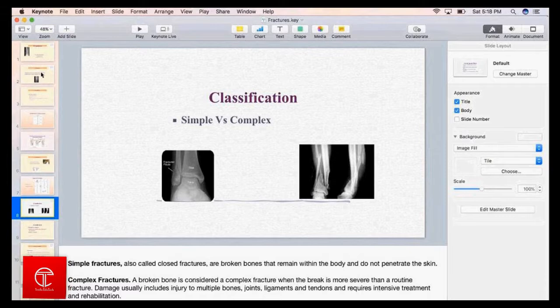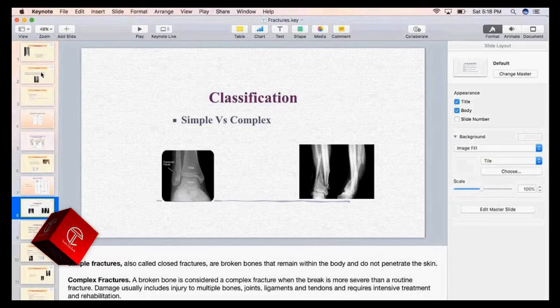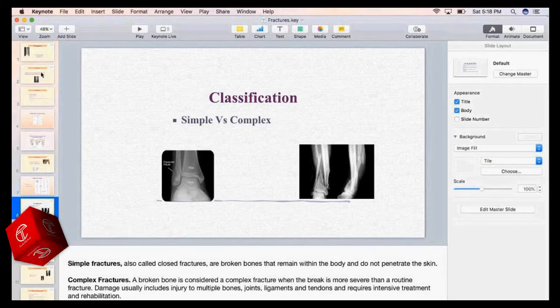Whereas a complex fracture, in the picture you can appreciate, is comminuted and displaced, there will be sharp fragments, so naturally there will be injury to the joints, the ligaments, the tendon, and definitely they require intensive treatment and rehabilitation. So that's another method of classification, simple versus complex.